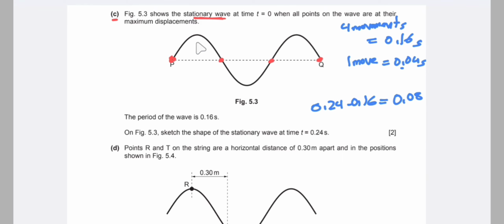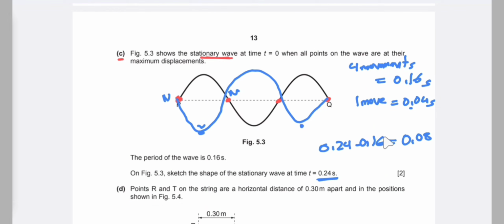Now if we just draw the points, nodes have no movement. Now for the antinode, this point moves from the topmost to this point at 0.04 second, then again 0.04 to this point. So now the antinode is this point. Similarly, this antinode at 0.08 second moves to this point. So if we just join the points, then the displacement would be like this. So this is the movement of the wave at 0.24 seconds.